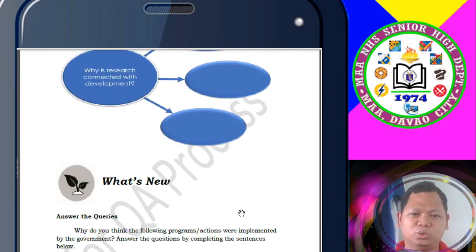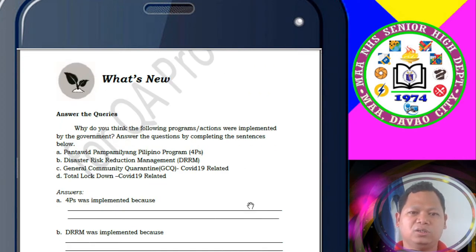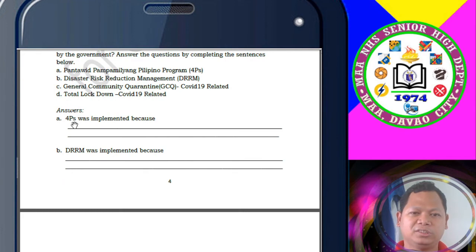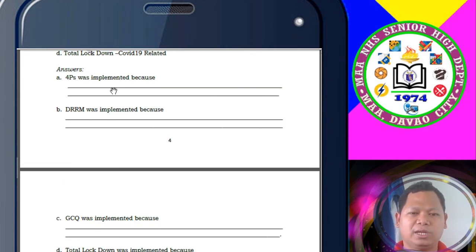Okay, let's go to what's new. Answer the queries. Why do you think the following programs or actions were implemented by the government? Answer the questions by completing the sentences below. A. Pantawid Pamilyang Pilipino Program or the 4Ps. B. Disaster Risk Reduction Management. C. General Community Quarantine for the COVID-19. D. Total lockdown related to COVID-19. So you supply your answers here, A, B, C. You can retype this in Microsoft Word or write your answers on a sheet of paper.